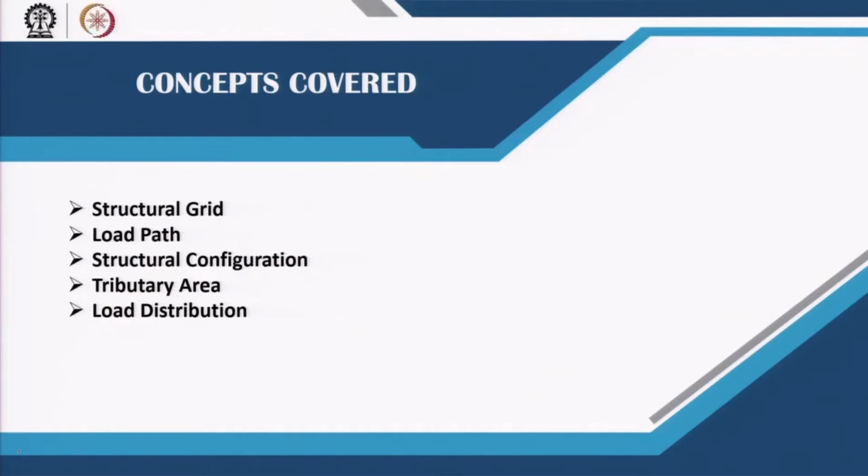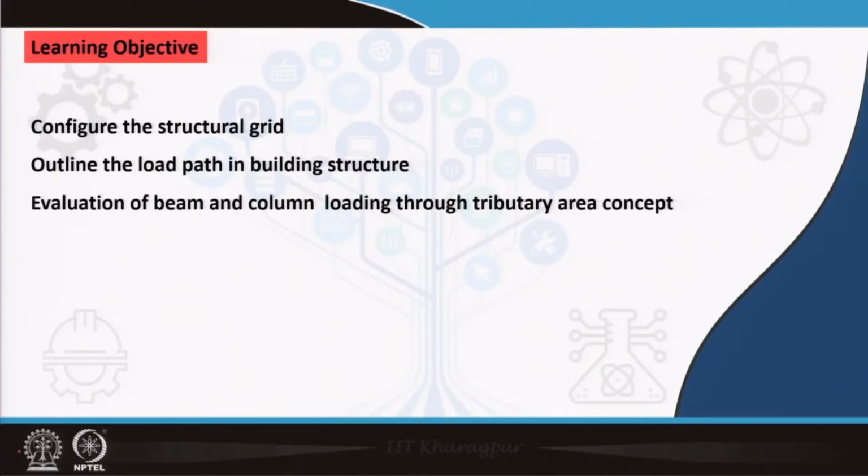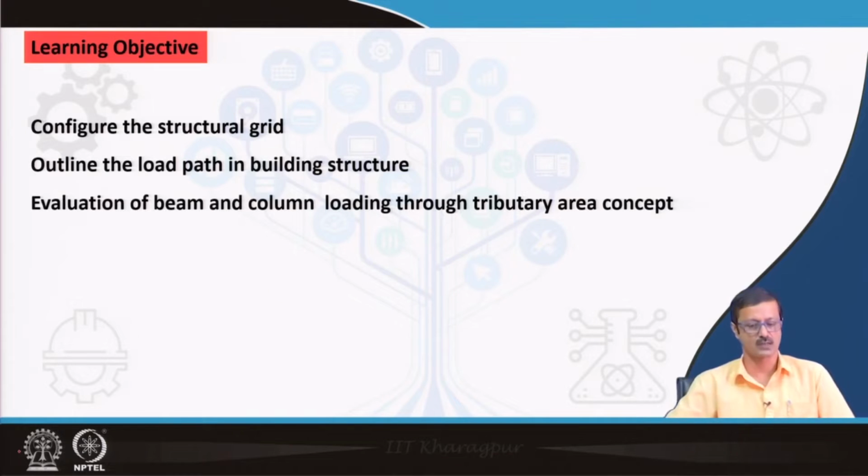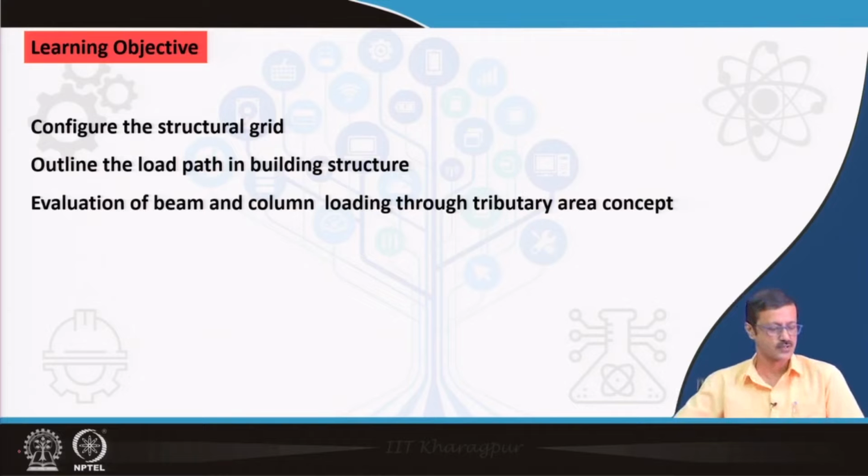So, in this lecture we are going to discuss some concepts thoroughly. One, we will start with the structural grid, and then we will take the load path, then structural configuration, and then the tributary area of the loading and the load distribution. So, in this particular lecture we have some learning objectives. We will configure the structural grid, then outline the load path for a building structure, and we are going to evaluate the beam and column loading through the tributary area concept.